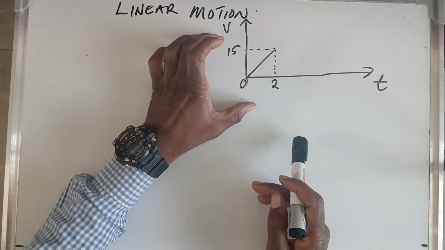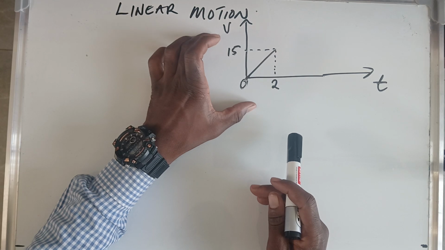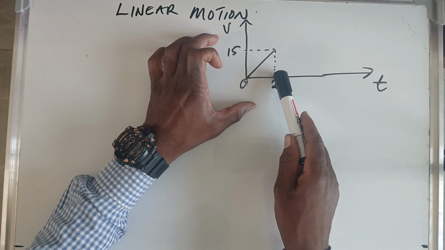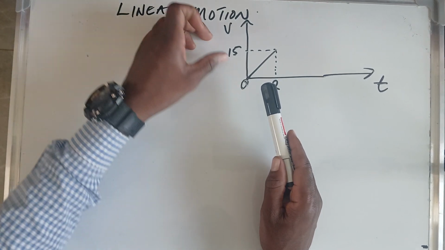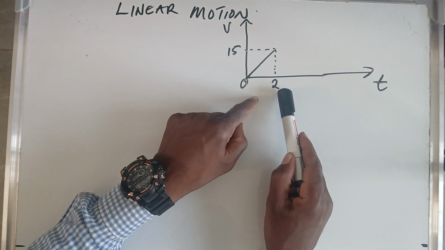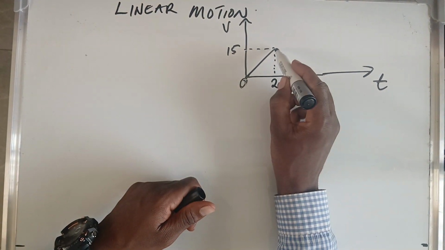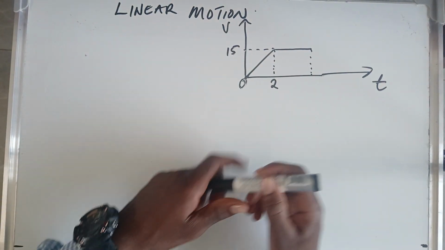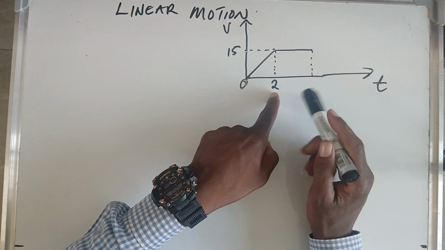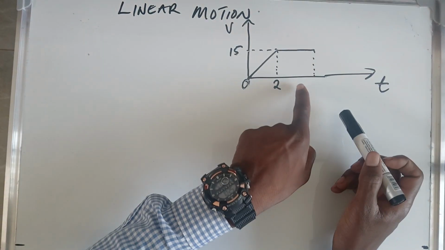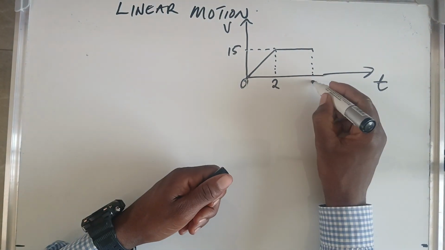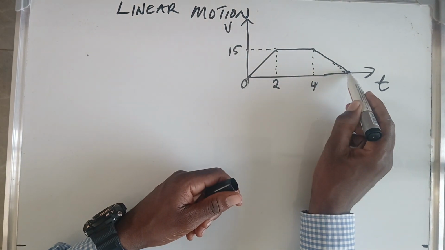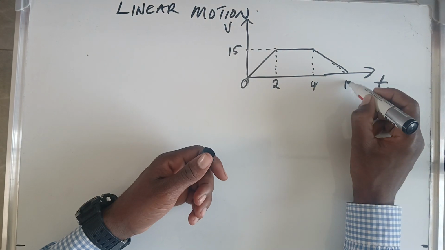Remember, this is time, this is velocity. So this one shows us that this car is moving with a uniform acceleration. And it's moving with a uniform acceleration from 0 to 15 in 2 seconds. Then it can continue with the same velocity for another 2 seconds. Now, if it continues for another 2 seconds, then time becomes 4, because we are going to add that 2 seconds to this 2, so this becomes 4. Before it comes to rest in, let's say, another 6 seconds, which will make it 10.